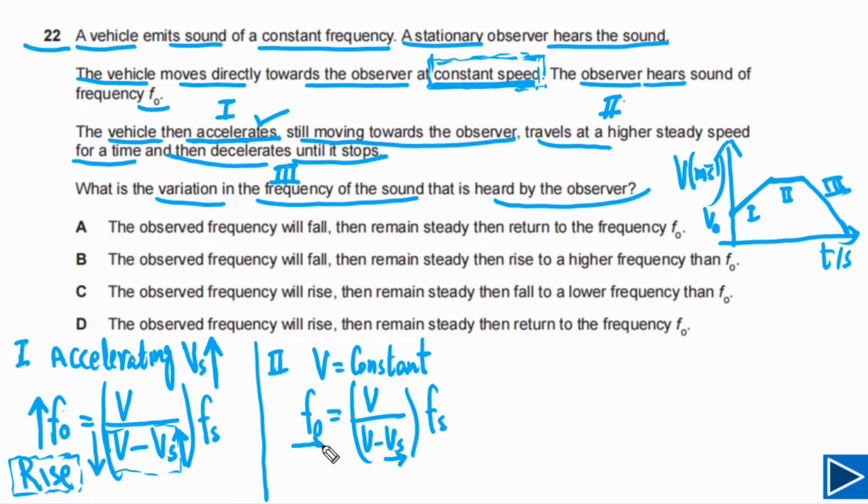It means observed frequency will stay constant. So we can say it is steady, or it remains constant. Now let's try to understand what is happening in the third case.